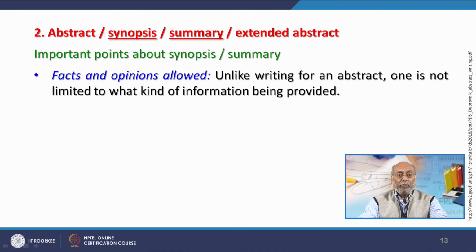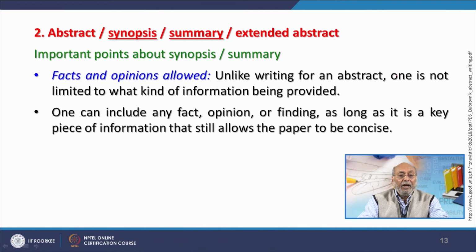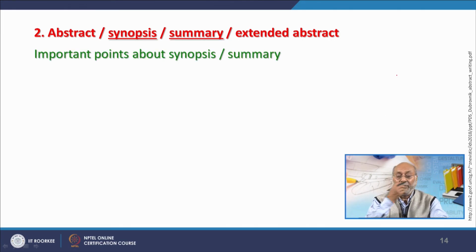Now, other important points: facts and opinion allowed. In the case of an extended abstract, we said only present facts, but in the case of a synopsis, we can express our opinions also. So, unlike writing an abstract, one is not limited in what kind of information is provided. One can include any fact, opinion or finding, as long as it is a key piece of information, it is relevant to your work, and it still allows the paper to be concise. It should not be very lengthy.